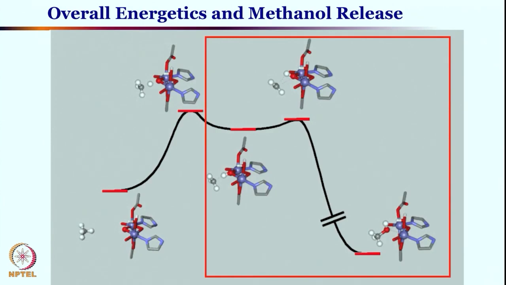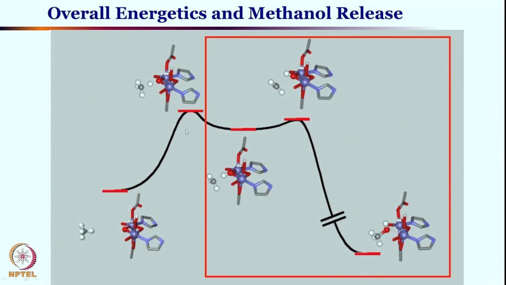So overall, this is the diagram where you started, as we have seen, with the bis mu oxo species, the so-called Q intermediate, and this is the Q star intermediate. Methane is approaching the Q intermediate, that is set to 0, and this CH bond breaking and OH bond formation is happening. You are having a transition state right over here.